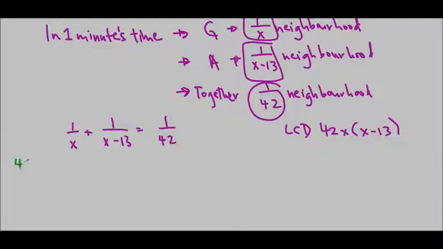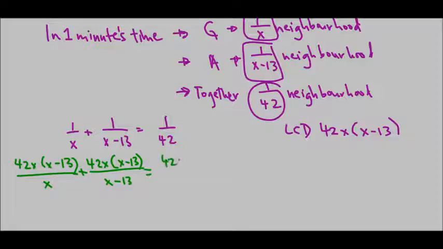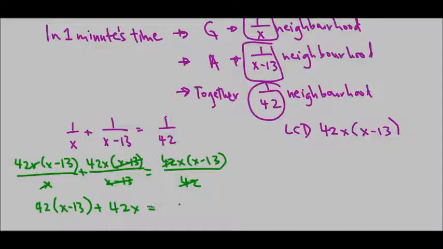So 42x times x minus 13 over x, over x minus 13, equals 42x times x minus 13 over 42. And you can actually skip this step. I just want to show it in case people get confused. And then we're going to cancel. So here I can cancel x minus 13, here I can cancel that 42, and here I can cancel x. So I get 42 times x minus 13 plus 42x equals x times x minus 13.